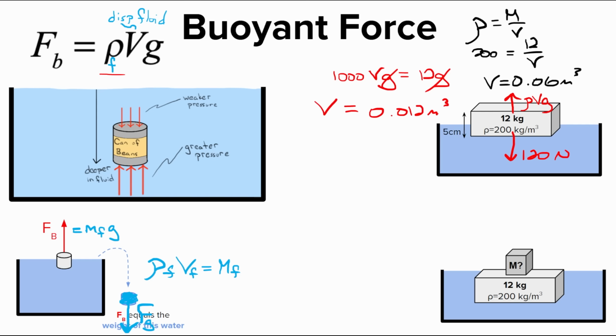I get 0.012 meters cubed. That's how much fluid is actually getting displaced. That's how much water got displaced by this. It's only the part that's underwater that's displacing that fluid. What if you want a harder problem?